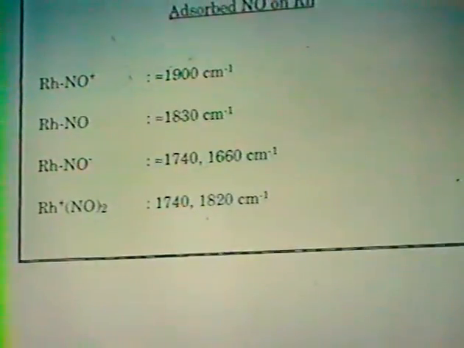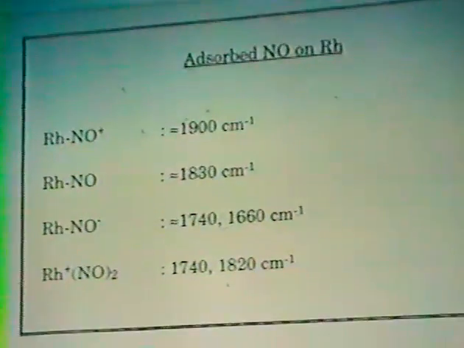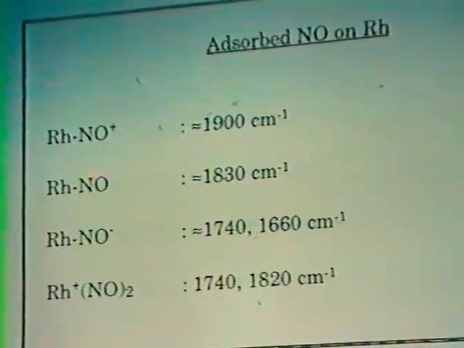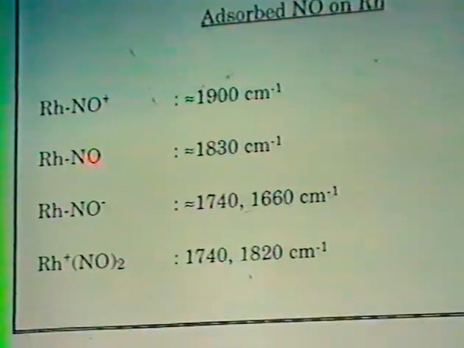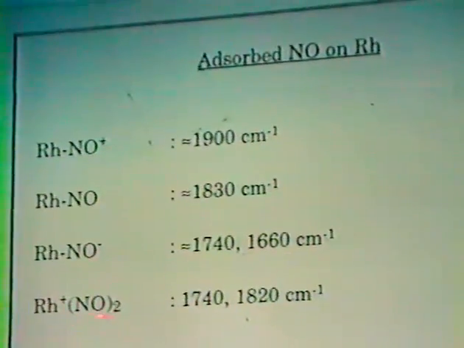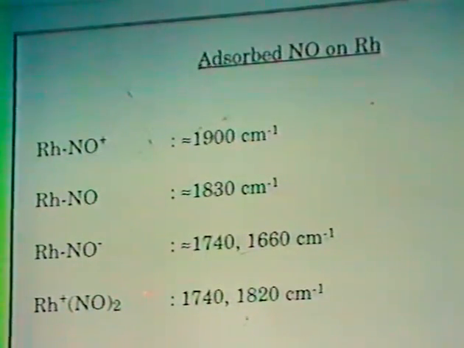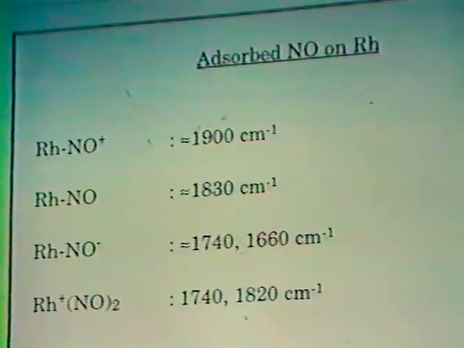The NO can also adsorb on the surface of rhodium to form cationic NO species, neutral NO, or anionic NO species, and also nitro species. All these NO species exhibit different vibration frequencies. So infrared spectroscopy is an ideal technique to study these NO-CO interactions.